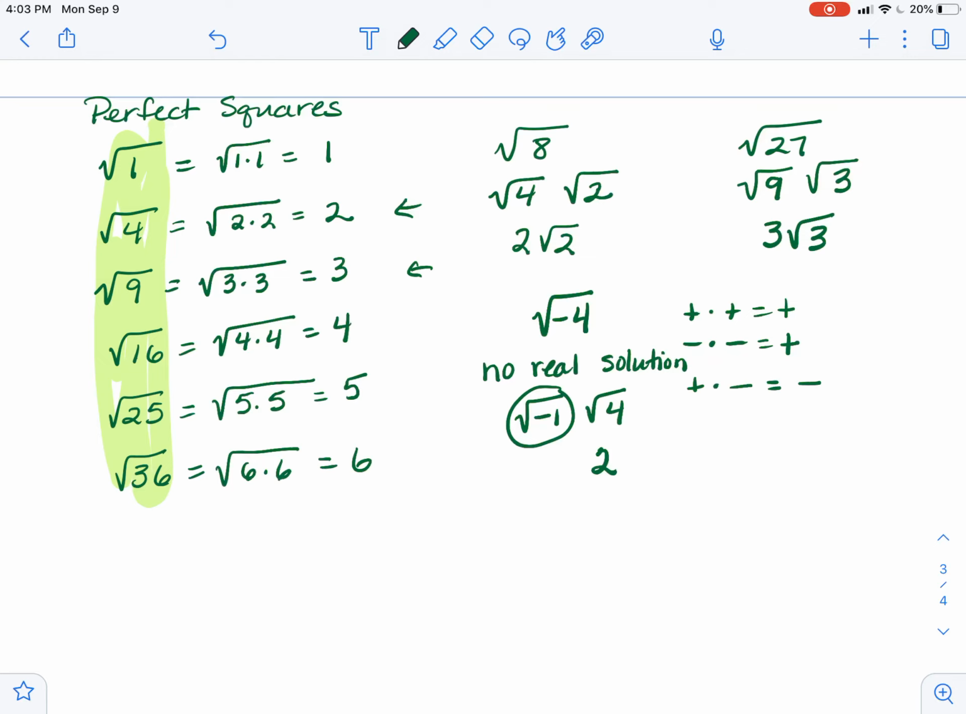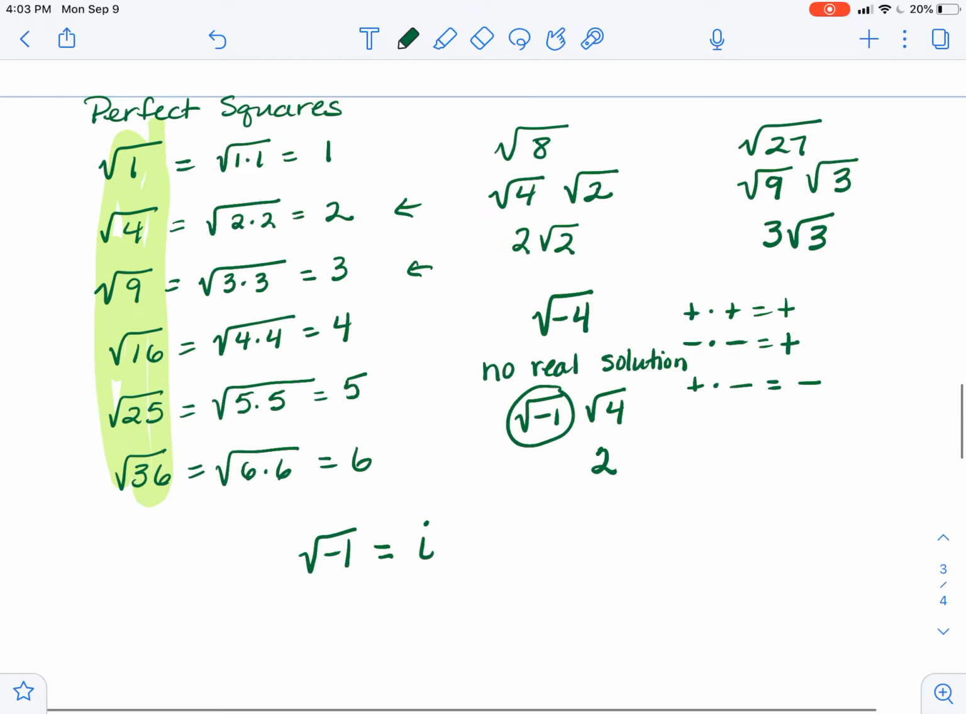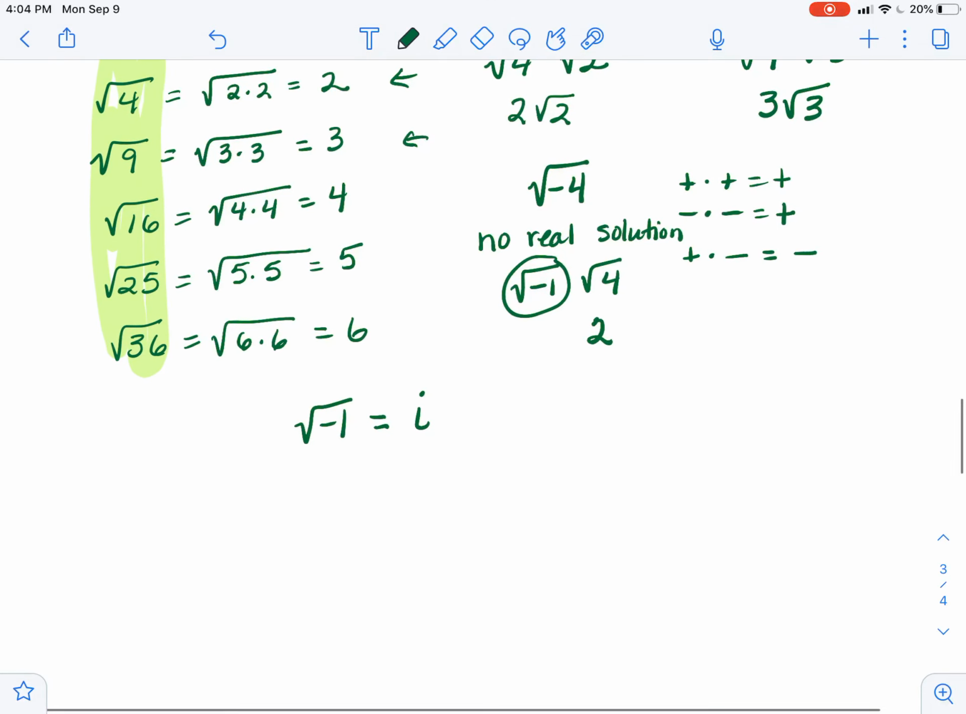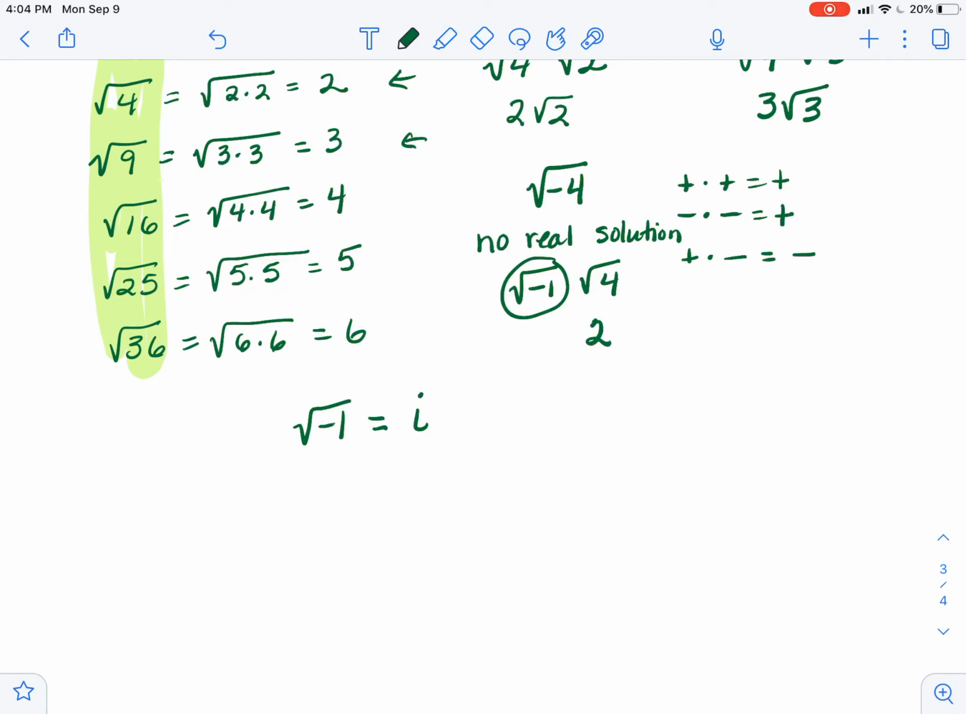So we're actually going to define the square root of negative 1 as an imaginary number, and we call it i. Okay, we're going to call it i. So anytime you see that square root of negative 1, it is i. And so this simplified down is what we would write as 2i. That i is telling me that I can't really make a real solution, so it is now an imaginary solution. Okay? And again, we've defined that i as the square root of negative 1. And that's going to take us into today's lesson.